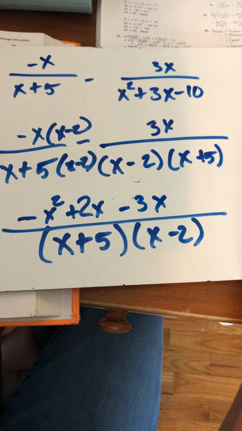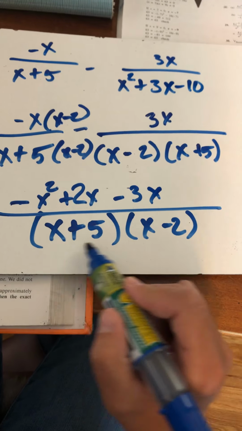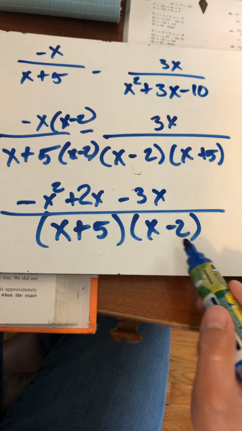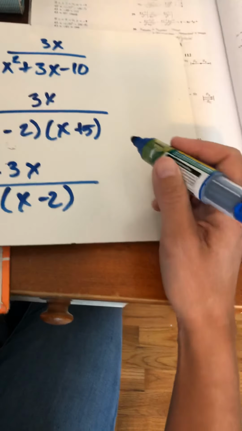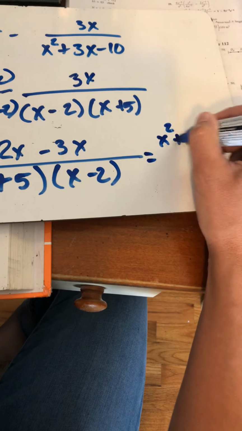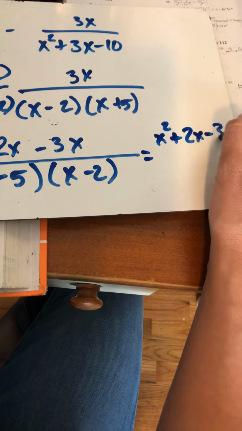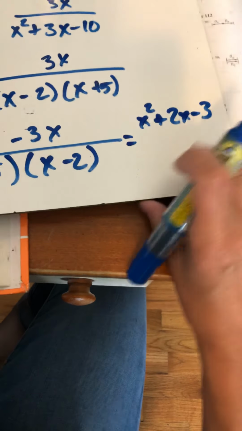The final step for me to do is use my distributive property to redistribute these two values here. So I'm going to write that over here a little bit smaller. My negative x squared plus 2x minus 3x should give me just a negative x there.